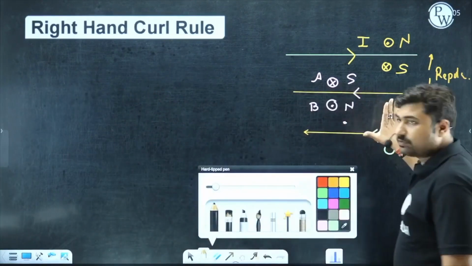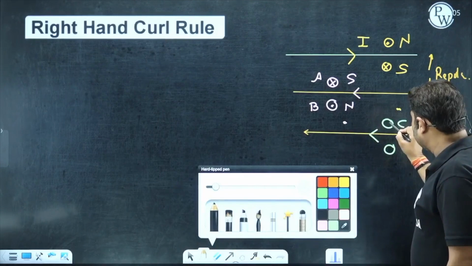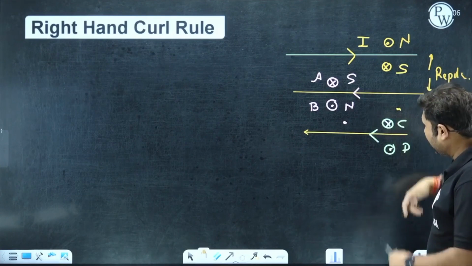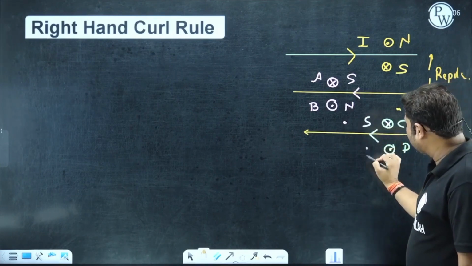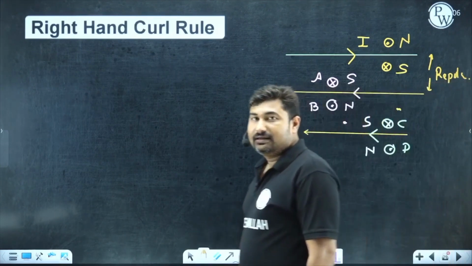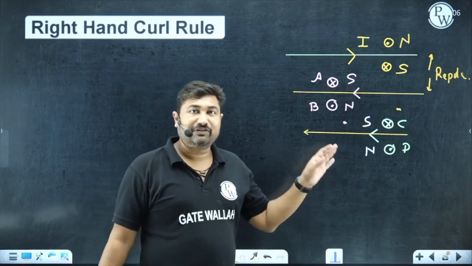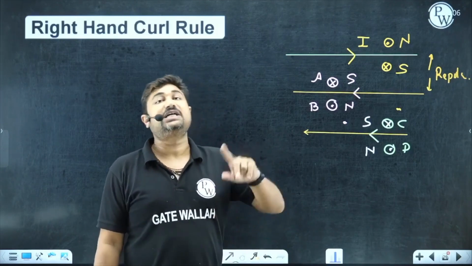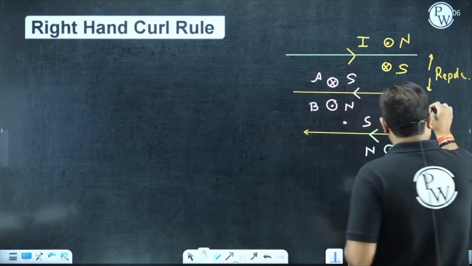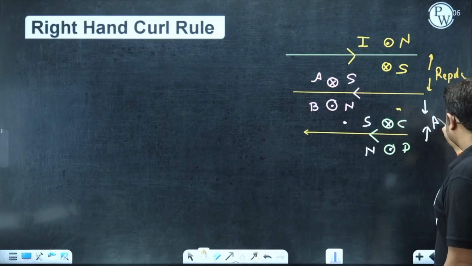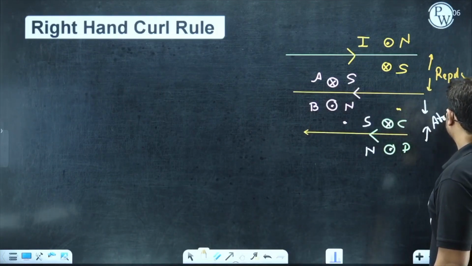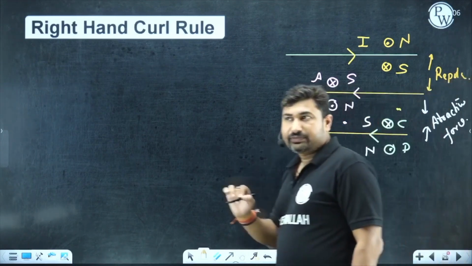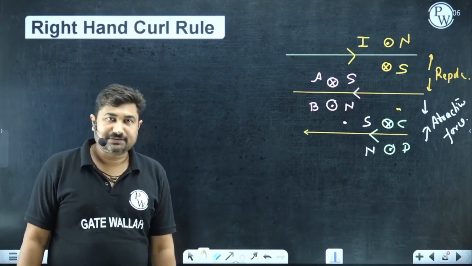Yes, sir. If the current is flowing in this way, this is the same. That is dot, cross and dot, by the right hand curl rule. So this is going to be the south and this is going to be the north. It concludes that if we have two wires carrying current in the same direction and they are placed near each other, they feel attractive force.